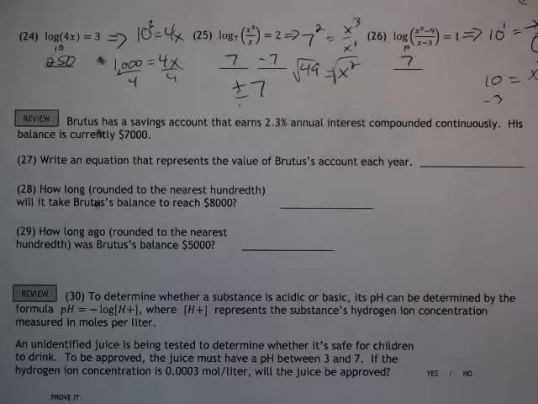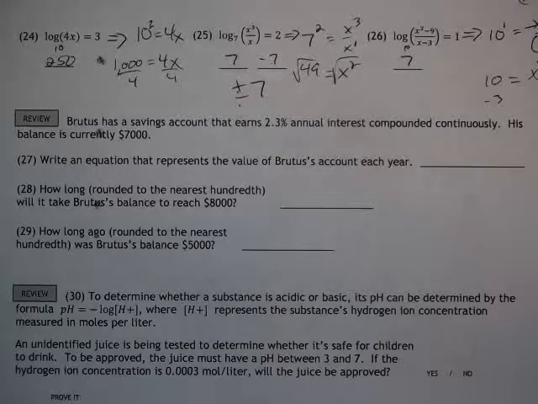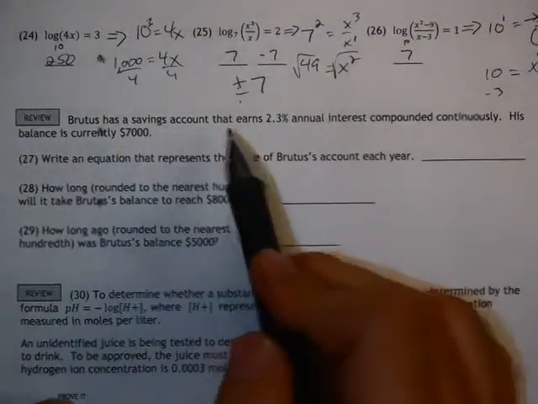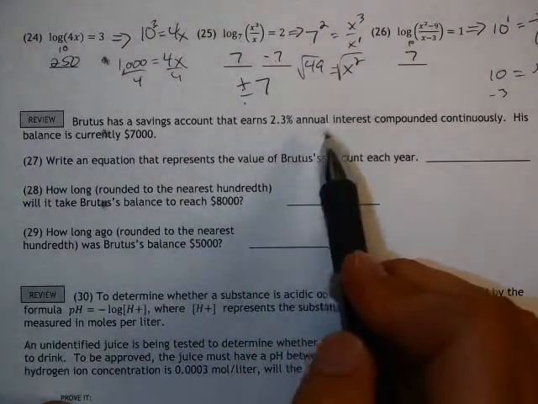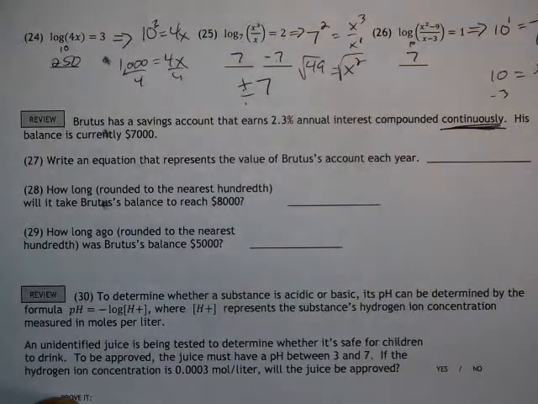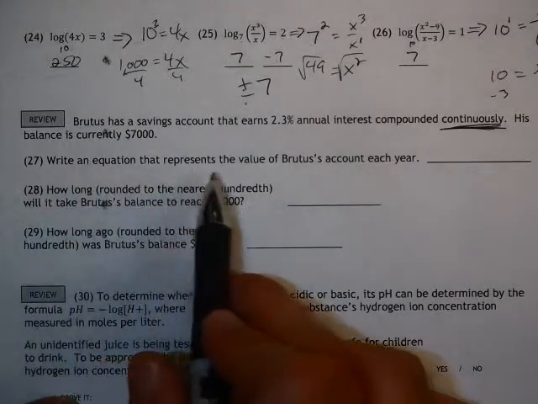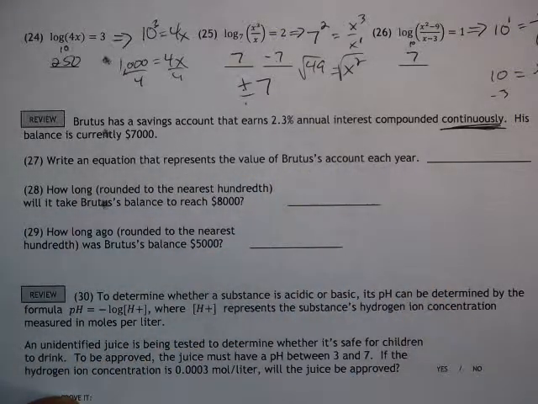In this Algebra 2 video, I'm looking at these three problems dealing with Brutus and his bank account. This goes back to concept 22. It says Brutus has a savings account that earns 2.3% annual interest compounded continuously. That's a big hint for our equation. His balance is currently $7,000. It says write an equation that represents the value of Brutus's account each year.